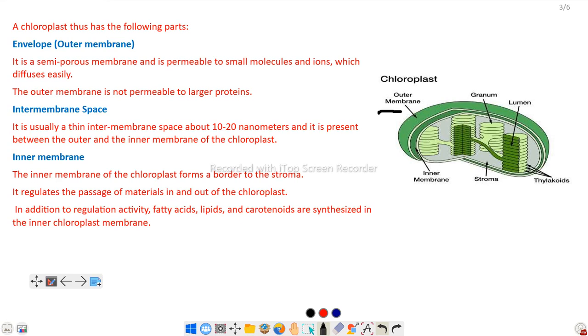Next is the inner membrane. Here is the inner membrane. This layer is the inner membrane. It is usually thin. The intermembrane space is about 10 to 20 nanometers, and it is present between the outer and the inner membrane. Here is the intermembrane space. This layer is the outer membrane and this layer is the inner membrane.